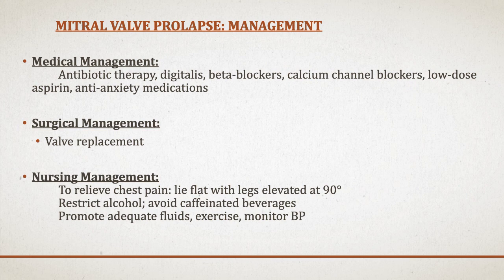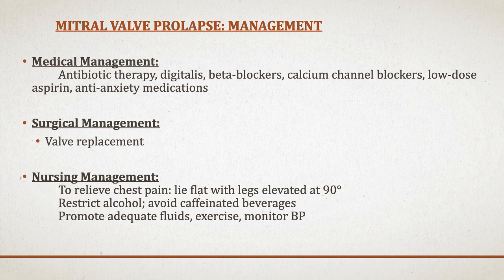Now, you're only going to do some medical management or surgical management if the severity of the mitral valve prolapse is significant enough. And you may have to do some antibiotic therapy depending on the cause. You may have to treat them with digoxin, beta blockers, calcium channel blockers, low-dose aspirin, and anti-anxiety medications, especially if that heart rate gets up so high and you feel that impending doom that you may want to calm the patient down. Once again, depending on the severity, the patient may have to have a valve replacement.